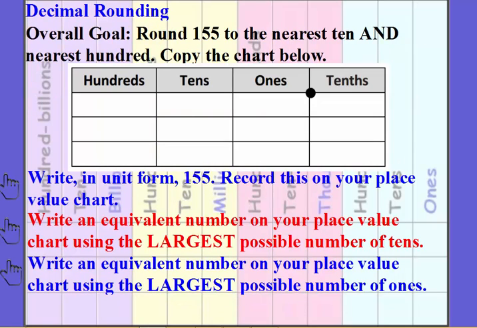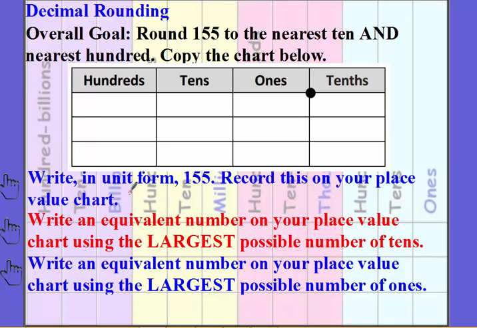Okay, now we're working on today's lesson, decimal rounding. Our overall goal for this problem is to round 155 to the nearest 10 and nearest 100. So we're going to copy this place value chart below: hundreds, tens, ones, tenths, with 3 lines on it. My first one is write in unit form 155. Then record this on the place value chart.